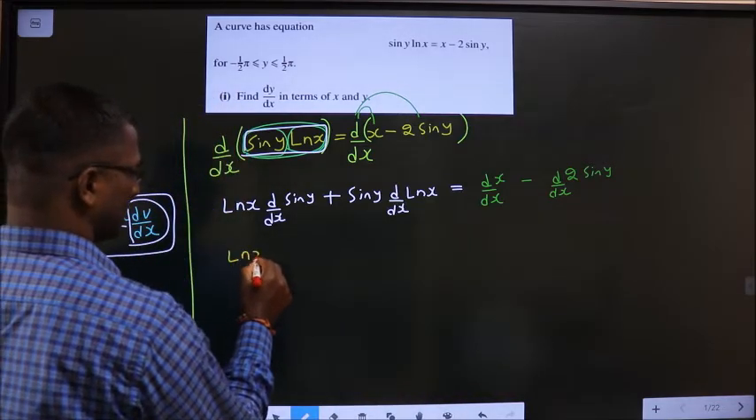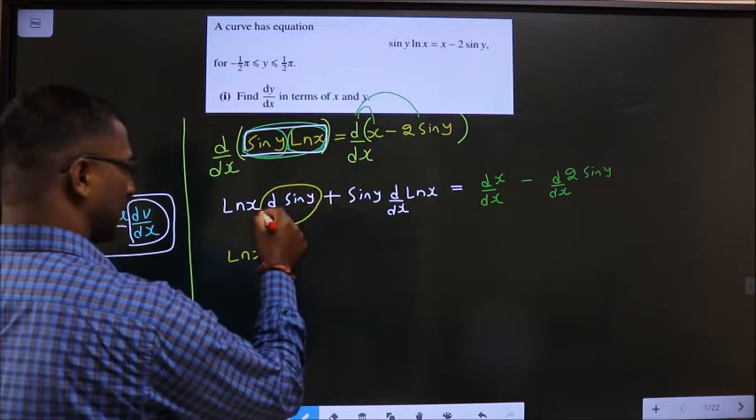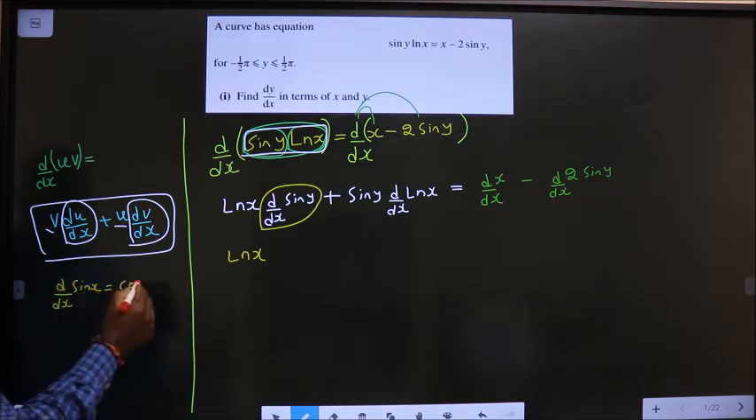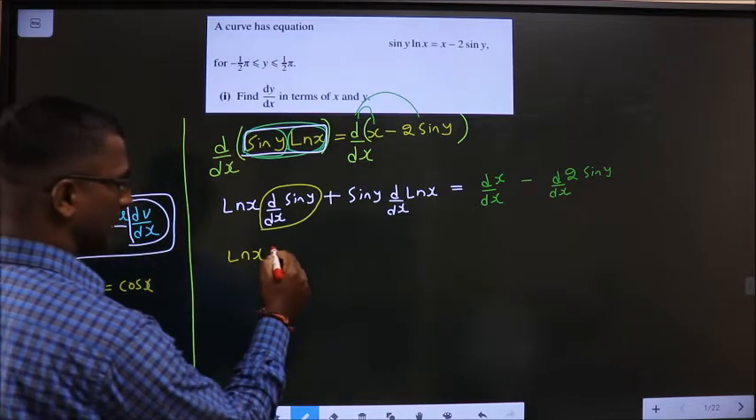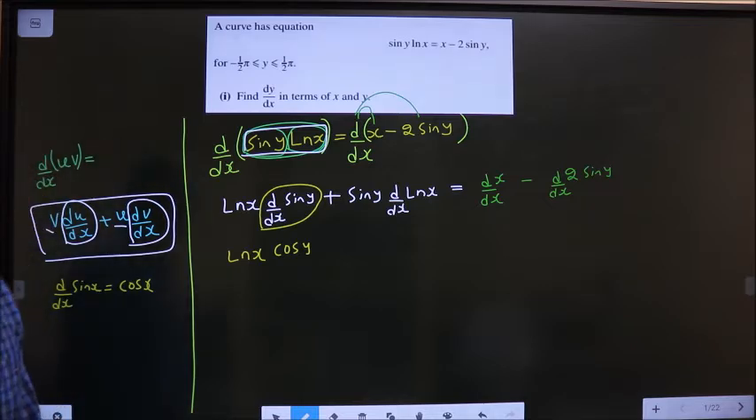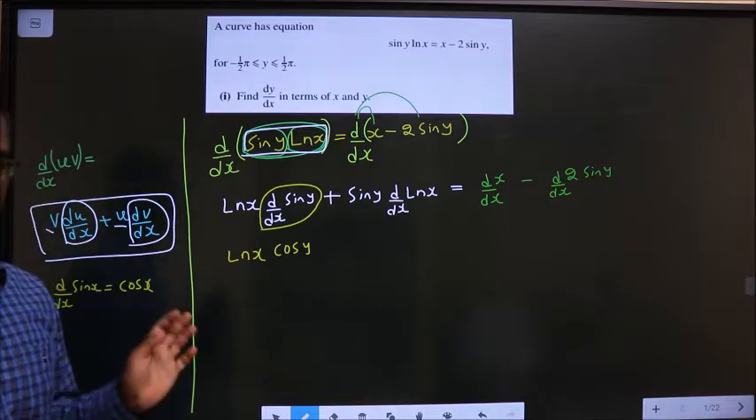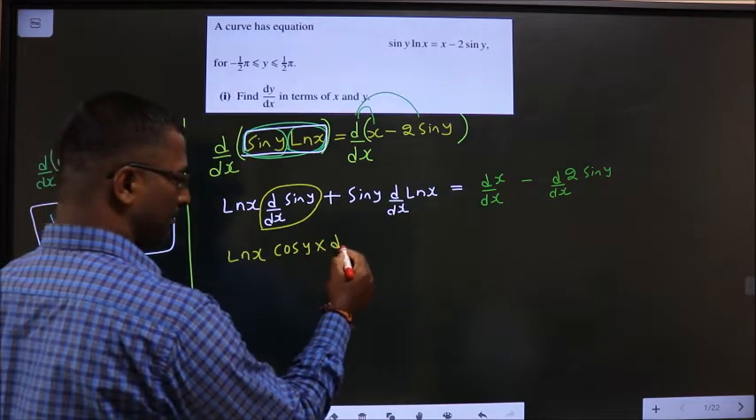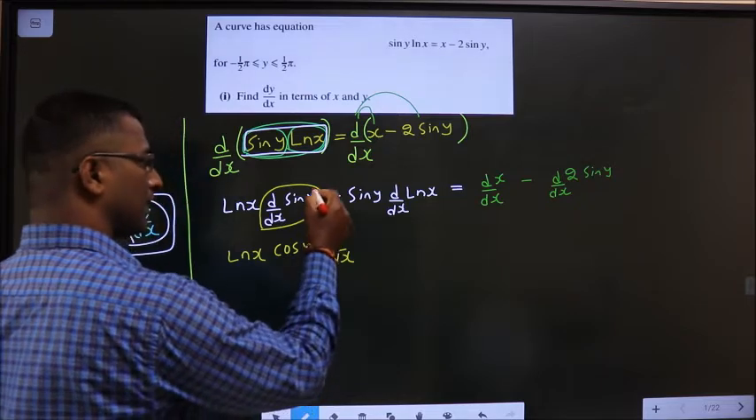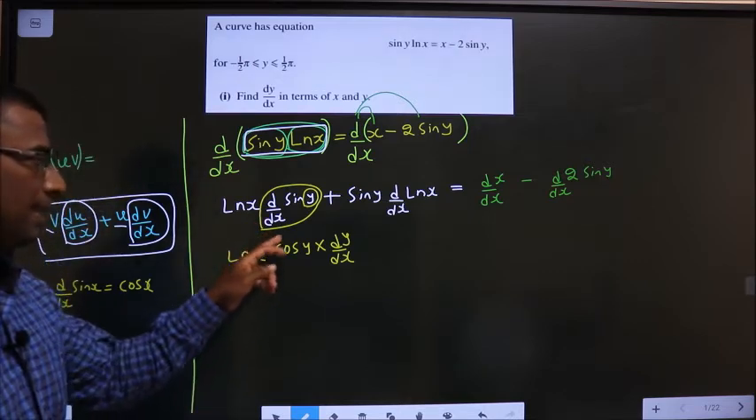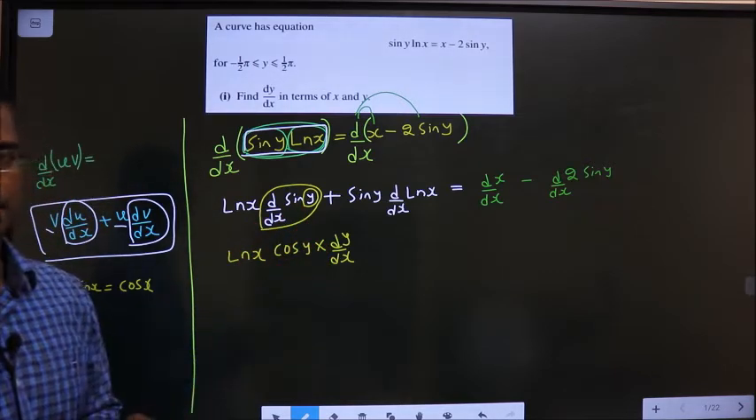So ln x outside, d by dx of sin y. What do you get? See, d by dx of sin x is cos x. So here sin y you will get cos y. And one more thing, good practice is whenever you are differentiating, write into the answer d by dx of whatever letter is present. Good practice it is. d by dx of whatever letter, you write it to the answer.